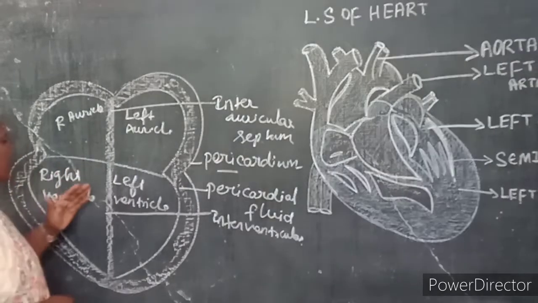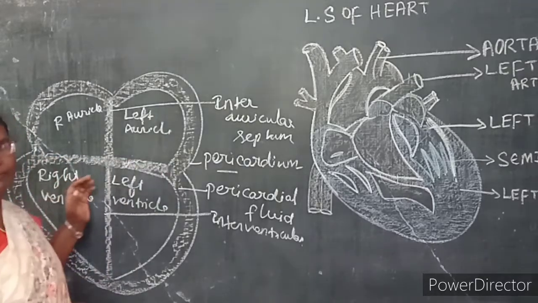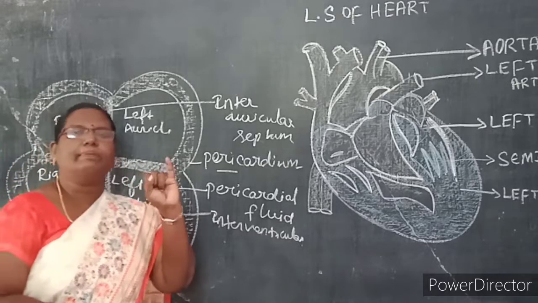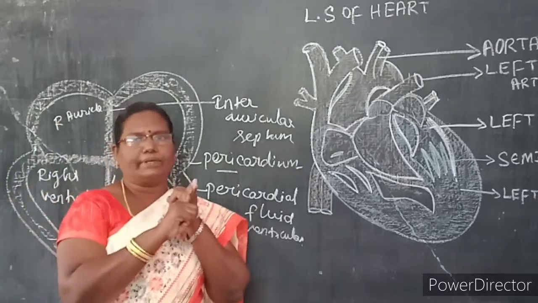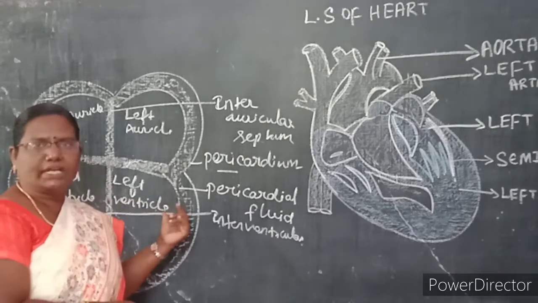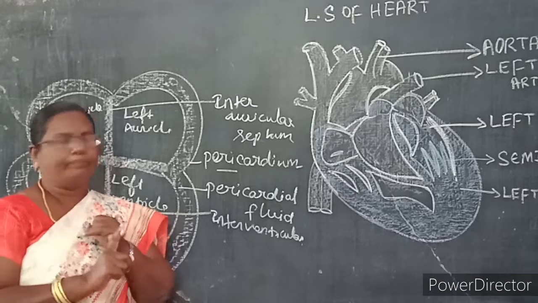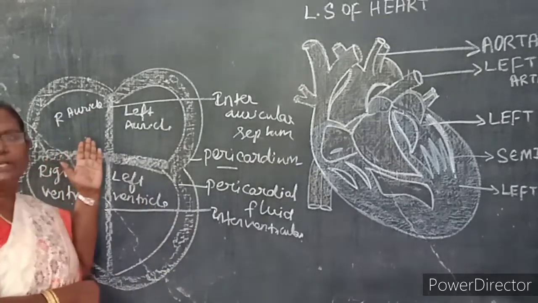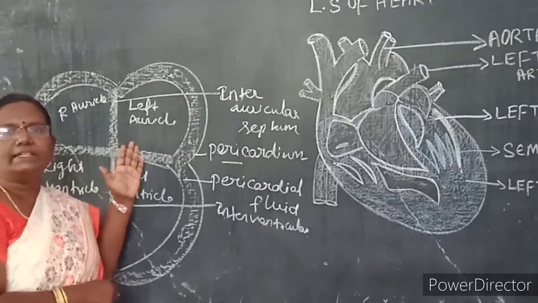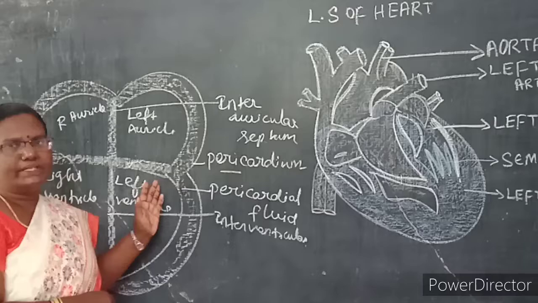The auricles are separate from the ventricles by the auriculoventricular aperture or septum. The two auricles are separate from each other by the interauricular septum. The right ventricle and the left ventricle are separate from each other by the interventricular septum. The auricles are separate from the ventricles by the auriculoventricular aperture.